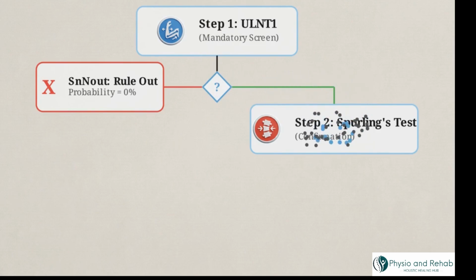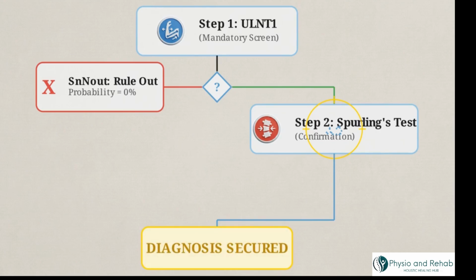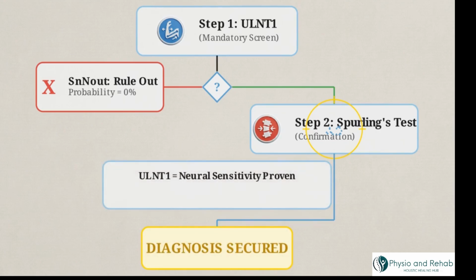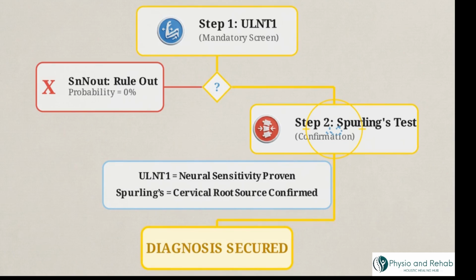Because ULNT1 casts such a wide net, it can easily trigger false positives from peripheral nerve sensitivities. Applying the highly specific axial compression of Sperling's test effectively filters those false positives out. Passing through this final gate secures the diagnosis. The tension test proves a neural sensitivity exists, and the compression test confirms the cervical root is the source.